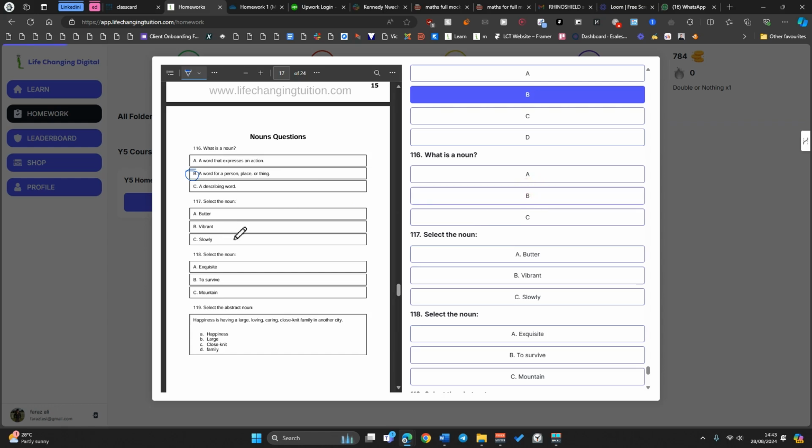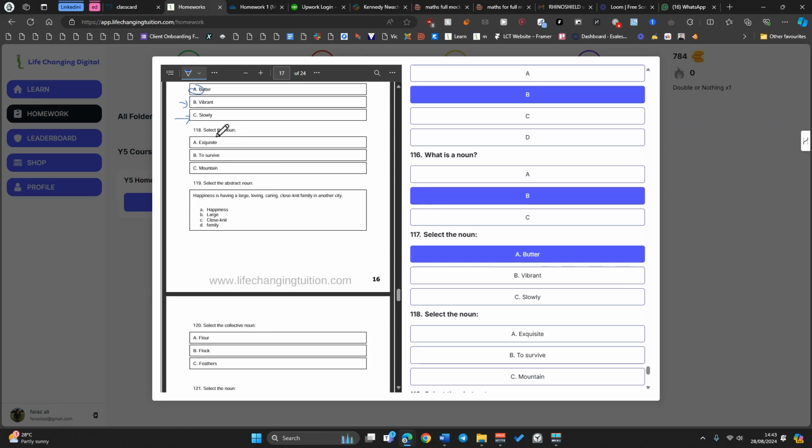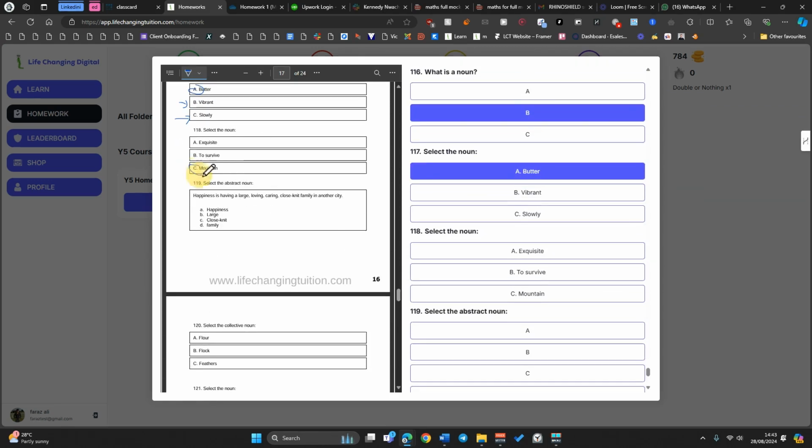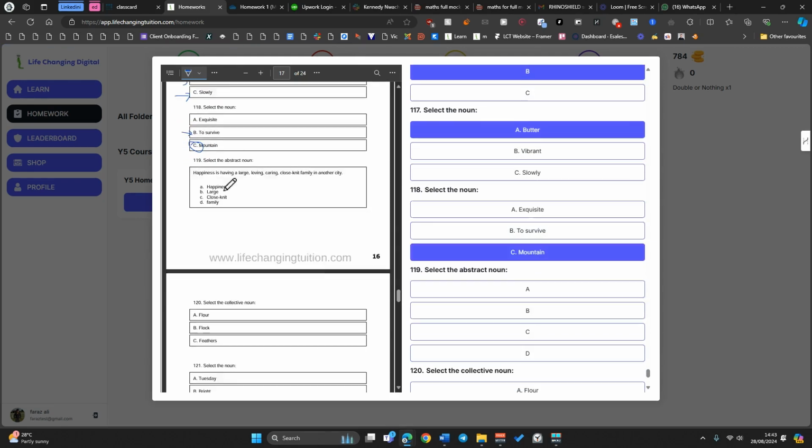So that's B here. Select the noun here. Butter is definitely a noun because it's a thing or an object. Vibrant and slowly are both... this is an adjective, this is an adverb. Okay, select the noun. Again, mountain is the thing here or the object, whereas the other two are describing something or a verb. This one's a verb.